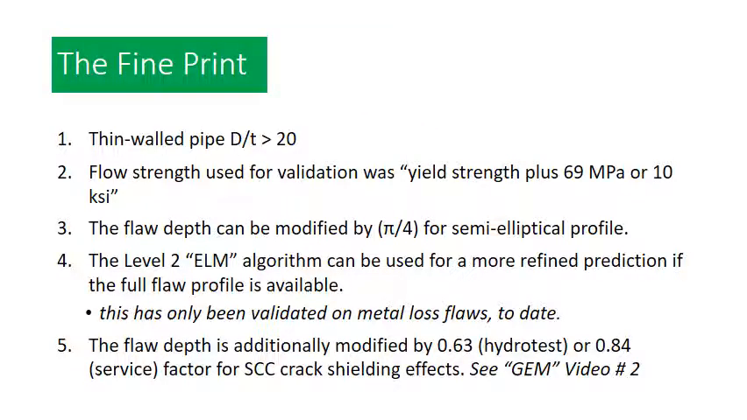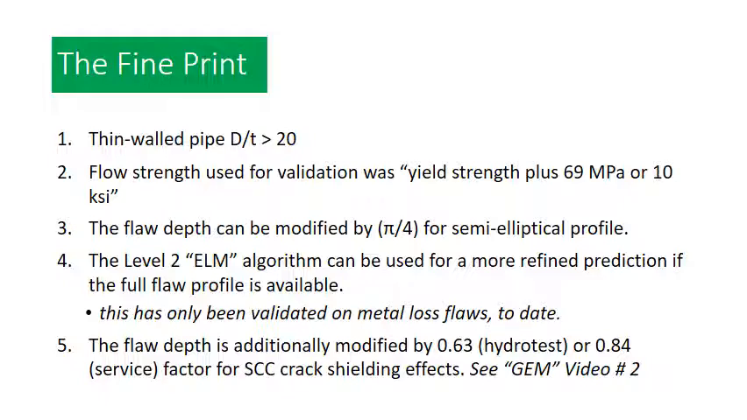Now, there's fine print in this model. Essentially, the derivation is a flat plate solution, so it's limited to thin wall pipe. I've gone with sort of an arbitrary value of d over t of greater than 20. The flow strength I've used for all my validation effort is the yield strength plus 69 megapascals or 10 ksi. I have not messed around with the various flow strength definitions that are available.